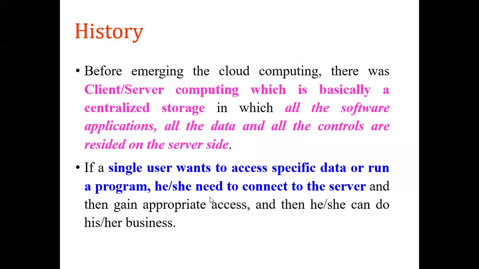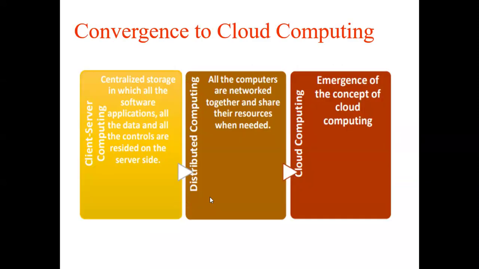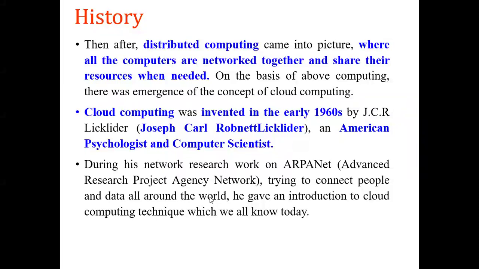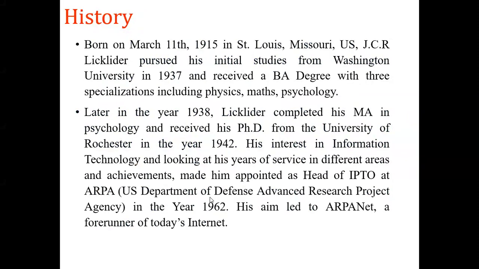This timeline represents a major milestone in the evolution of cloud computing from traditional computing to modern cloud platforms. Next is client server computing, which means before cloud computing, client server computing stored applications and data on a centralized server. Users connect to this server to access the resources. Distributed computing enables multiple computers to share resources across networks, leading to the development of cloud computing. So this is the history.